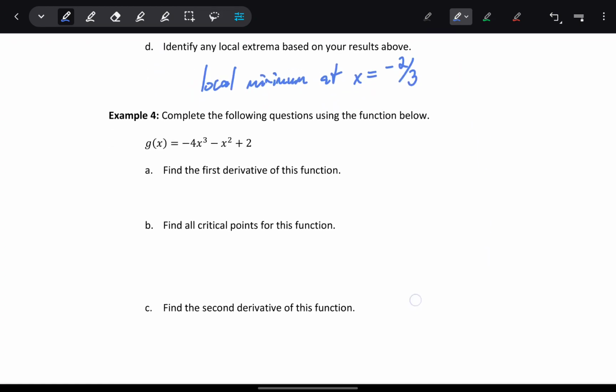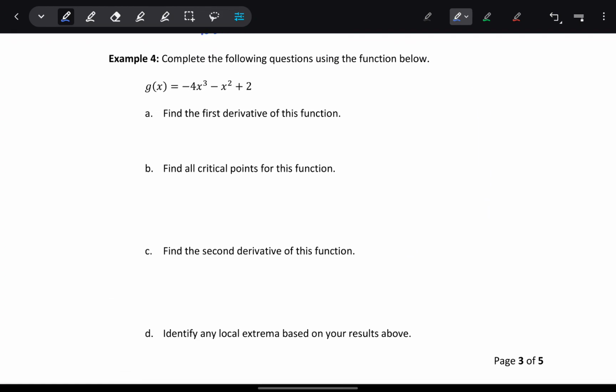In example 4, we want to do the same thing, but now we have a more complicated function. We still start off by finding the first derivative function, which will be negative 12x squared minus 2x. To find the critical points, we take that first derivative function, set it equal to 0, and solve. In this case, we can factor out 2x, which will leave us with negative 6x minus 1.